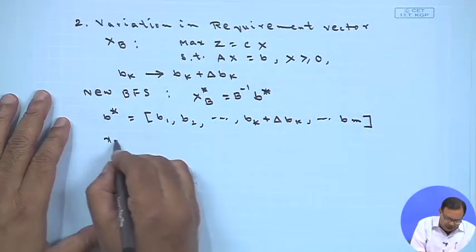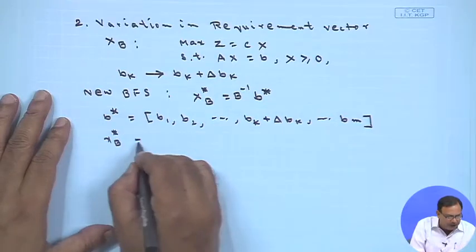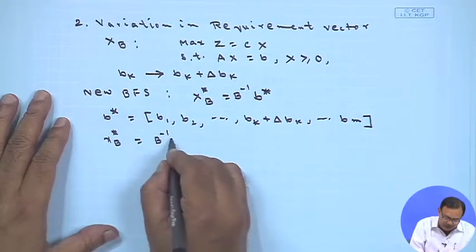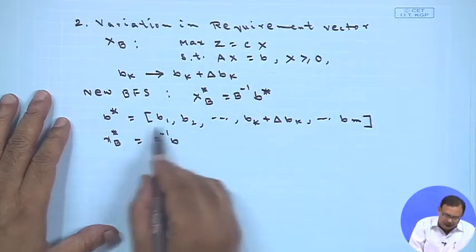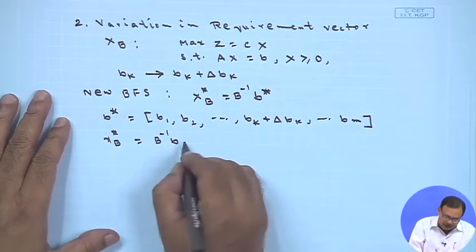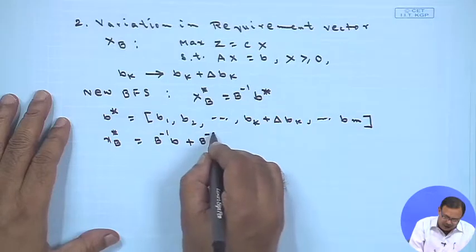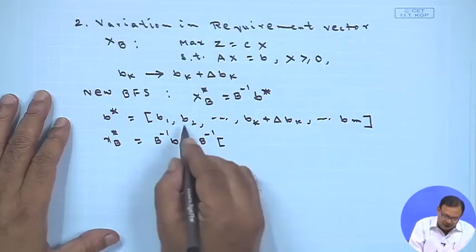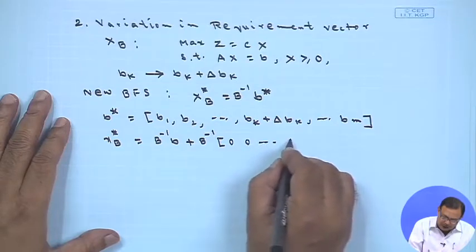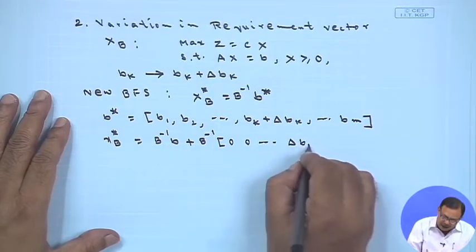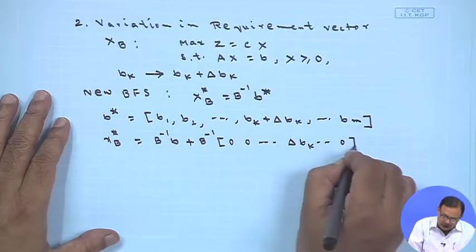So, what is your x_B star? Your x_B star will be B inverse b star. If I write down this thing, then I can break it as B inverse b plus B inverse delta b_k. All this will be going out as 0, 0 like this way, delta b_k, and this will be 0.